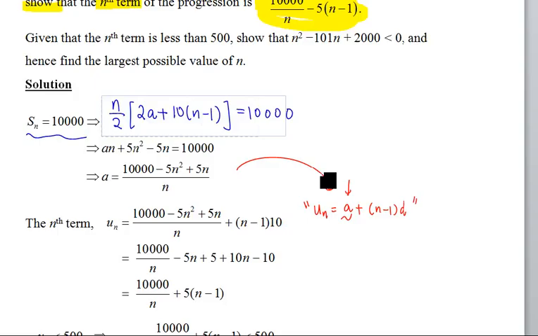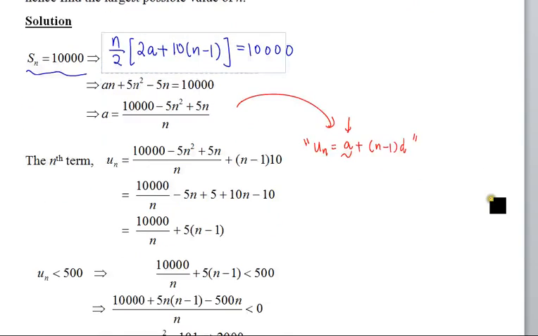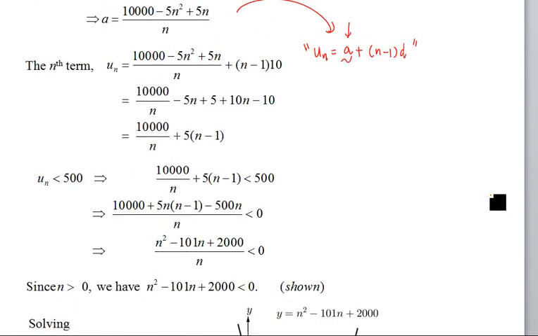Given the nth term is less than 500, show the inequality. Wow, all printed for you. No need to copy, so good. Un is less than 500. Therefore, you make use of this. This should actually have the word shown, because they want us to show, right? So we have shown it. Since Un is less than 500, you solve this inequality like that. So now you make use of what you learned in the previous chapter, inequalities. Okay?